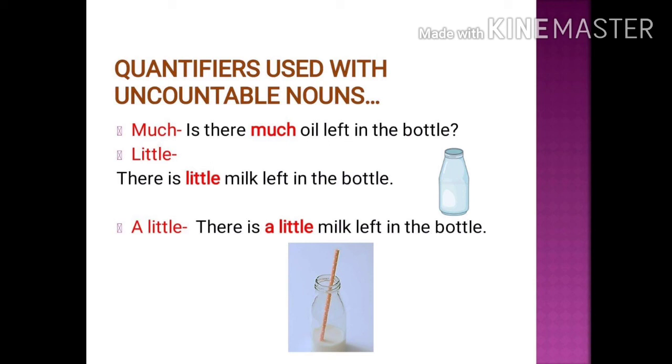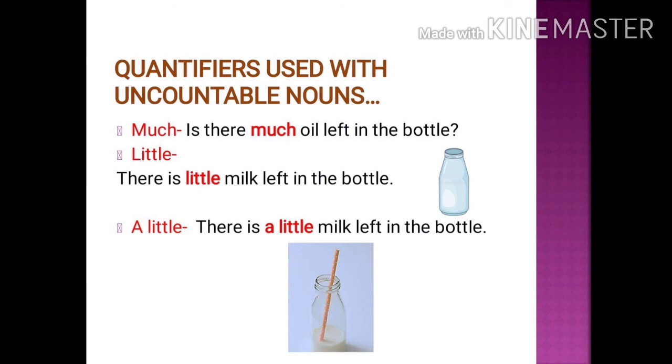Children, there is a slight difference between little and a little, like in few and a few. Okay. See children, when I say little milk, I mean no milk at all. See the picture also. There is little milk left in the bottle, which means there is no milk at all in the bottle. When I say there is a little milk left in the bottle, I mean there is some milk left in the bottle. Some amount is left there. Little means nothing. A little means something is there.